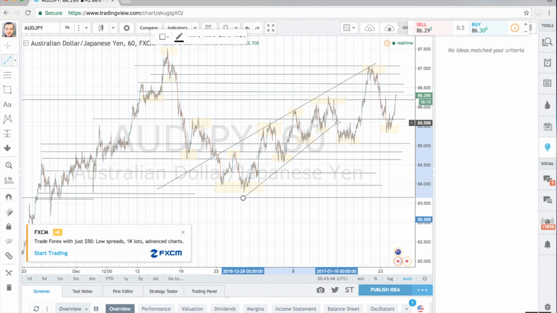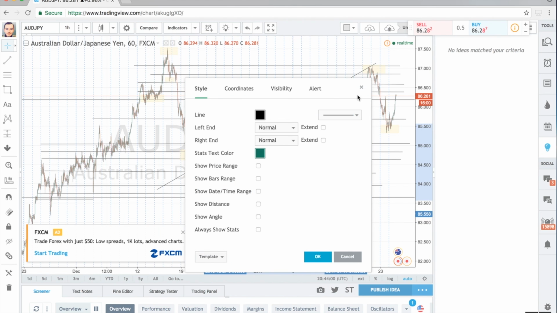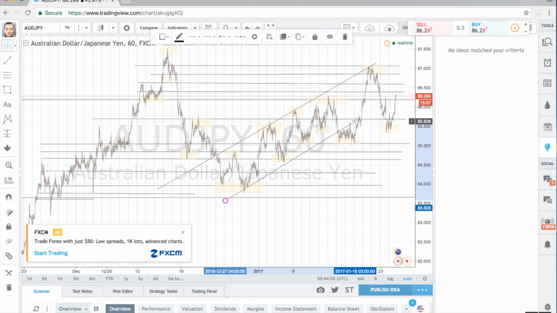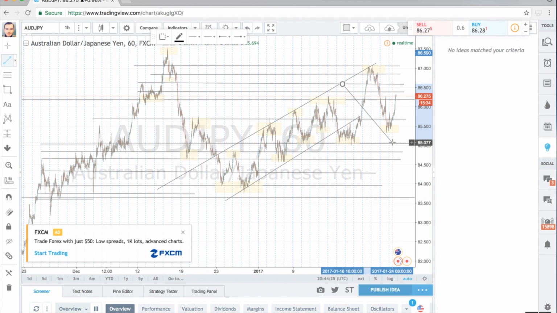Actually, I could say that this was a channel. Then it kind of broke out here. Thought about going down. Couldn't break this support level. And when it couldn't break the support level, it went back up for another shoot into the channel. And this could quite possibly be a downwards channel.